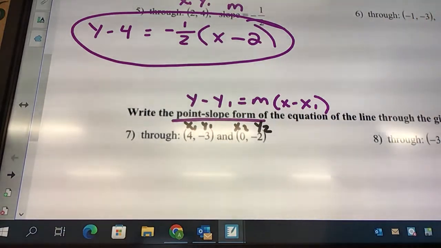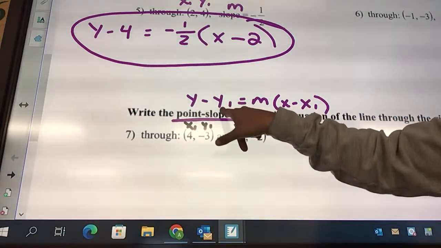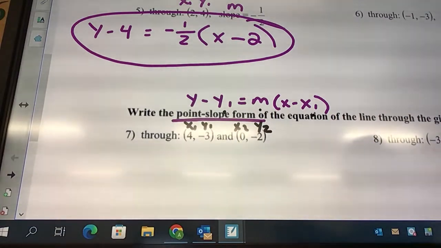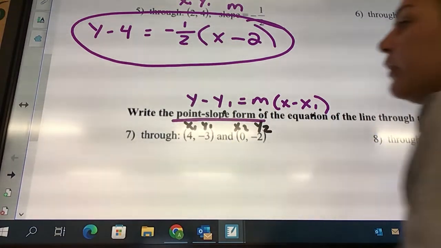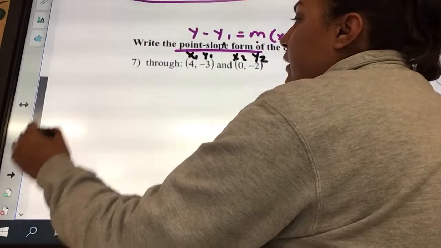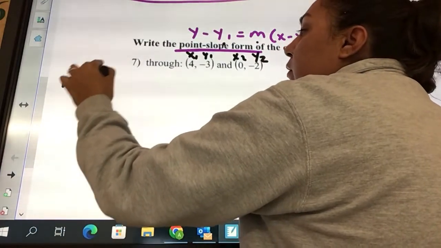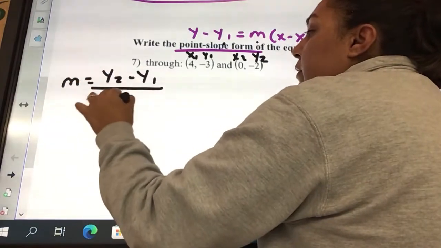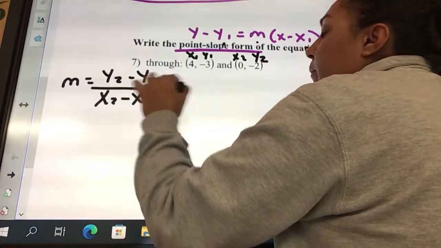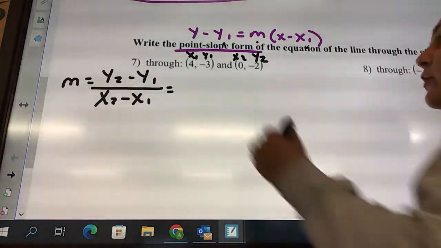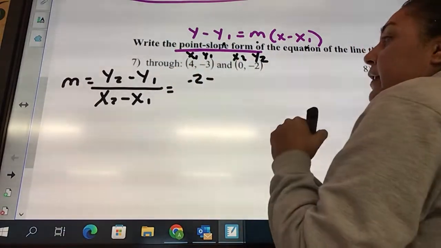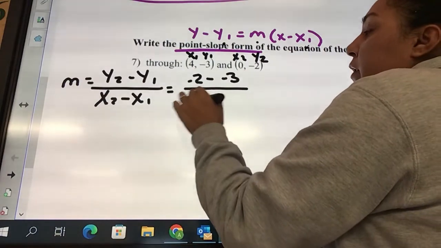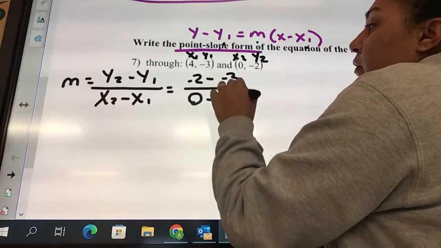Well, what formula uses this? I have a y1 and I have an x1, but I don't have an m. What is the formula for my m? Well, the formula for my m goes like this: m equals y2 minus y1 over x2 minus x1. My y2 is -2 minus y1, which is -3, over 0 minus 4.